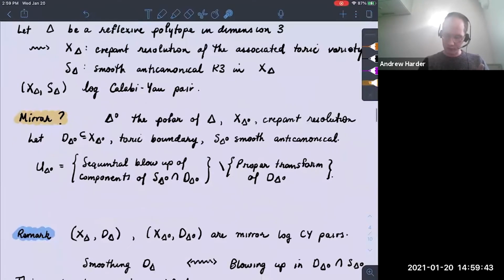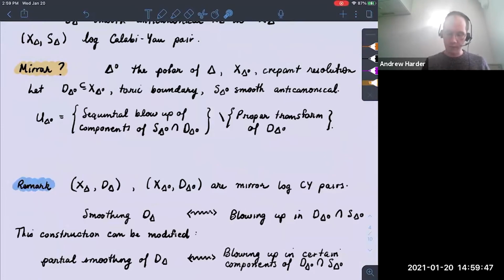And maybe in a little bit more of an abstract way, how should I think about this? Well, I have two toric pairs consisting of my toric variety and its toric boundary. So these are in some sense mirror log Calabi-Yau pairs. And the smoothing of D_Δ to S_Δ, so going from the very degenerate boundary divisor to a non-degenerate boundary divisor, should be equivalent to the process of blowing up the intersection here on this side.